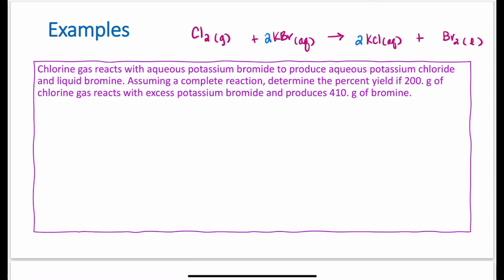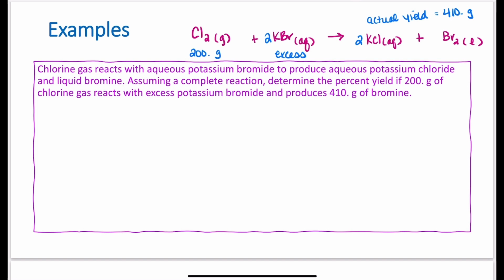Now that I've got it balanced, let's see, what do I got? Percent yield, if I react 200 grams of chlorine with excess potassium bromide. And my actual yield here is 410 grams. Well, let's get to it.